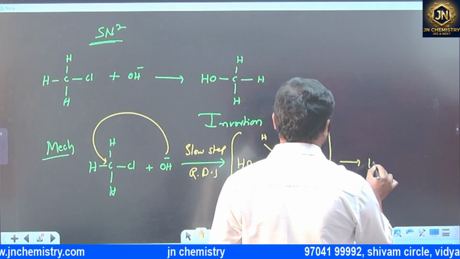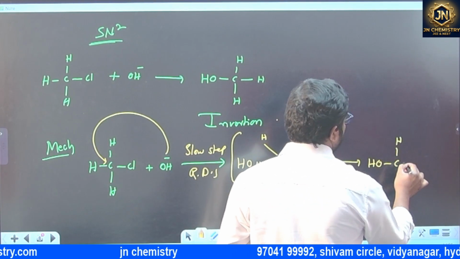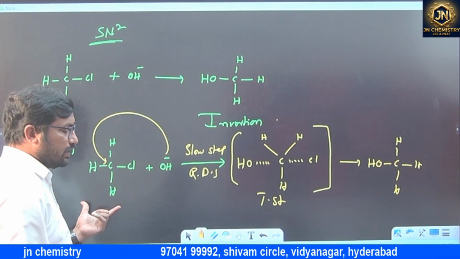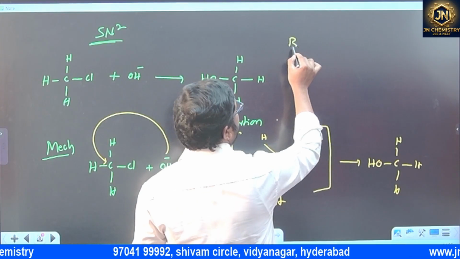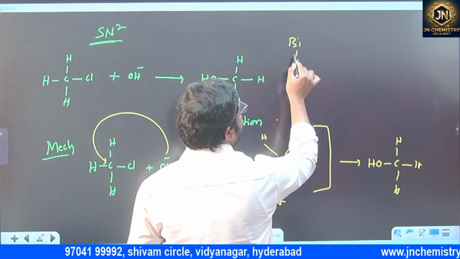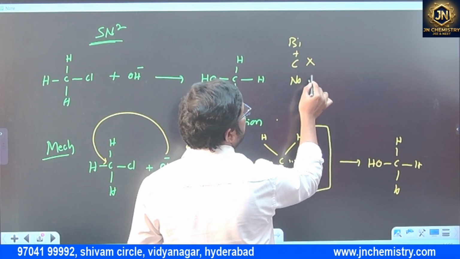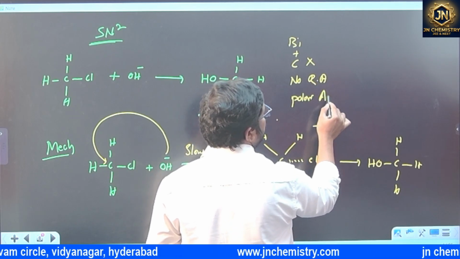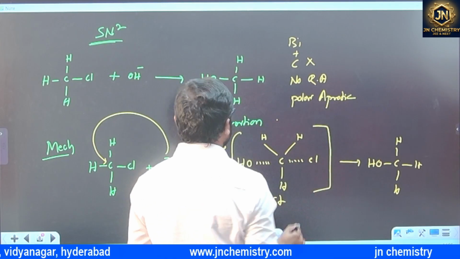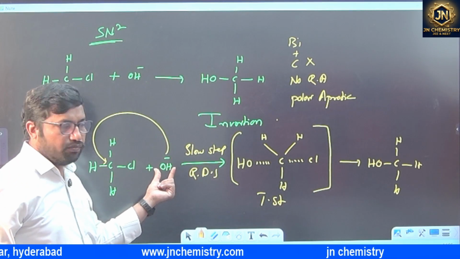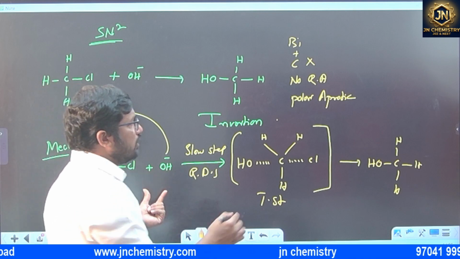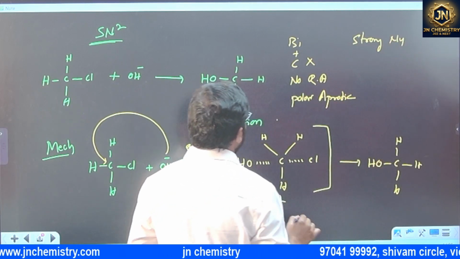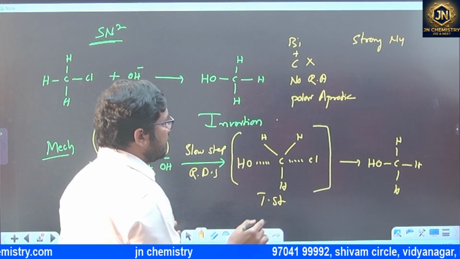In the slow step, two molecules are participating. That's why we could say bimolecular. There is no carbocation, so no rearrangements. It is favorable in polar aprotic solvents, because here the nucleophile should be more important for us. Strong nucleophile is favorable. Inversion product is the product.